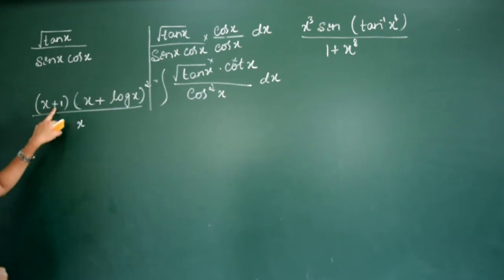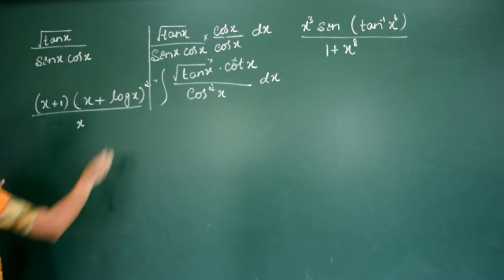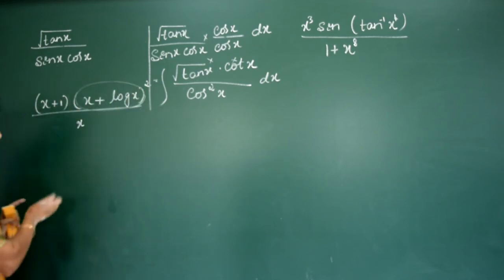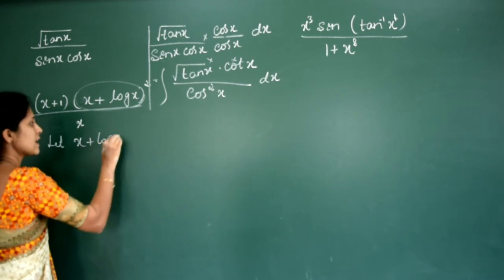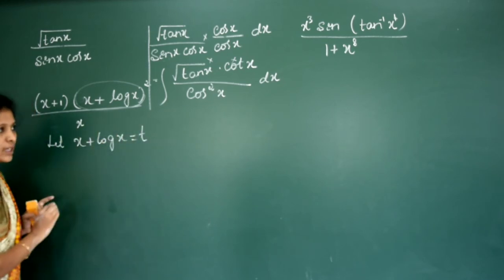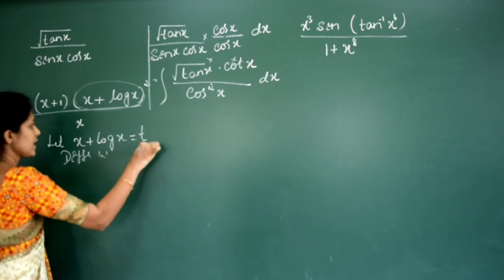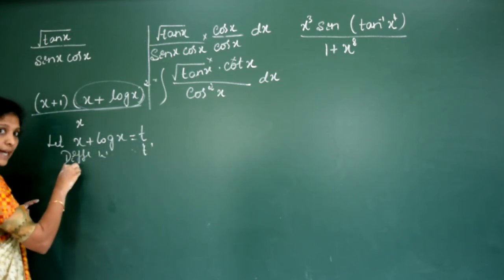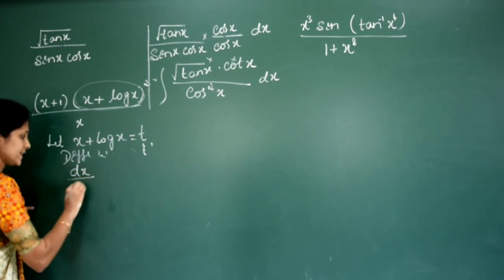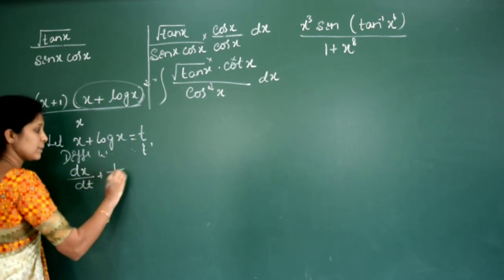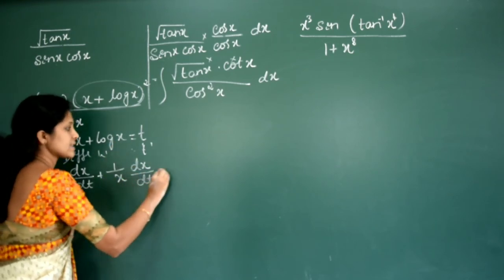See this, x plus log x whole square divided by x. We will get the substitution for this one. Let x plus log x is equal to t. Now differentiate with respect to x. The derivative of x will be 1, plus the derivative of log x, which is 1 by x, is equal to dt by dx.